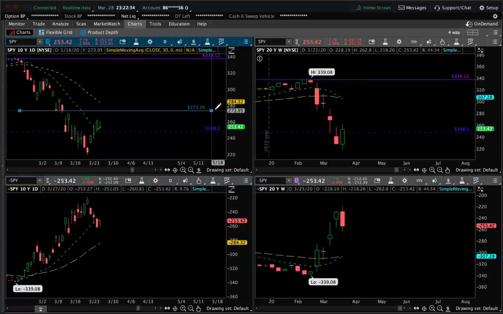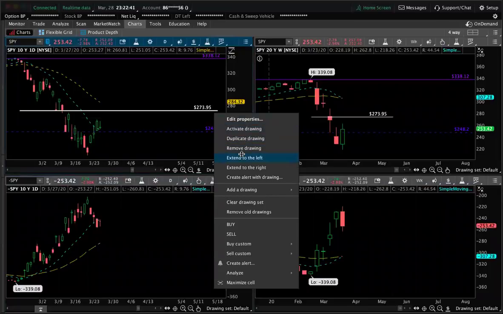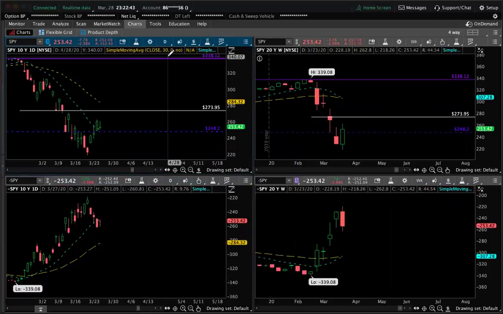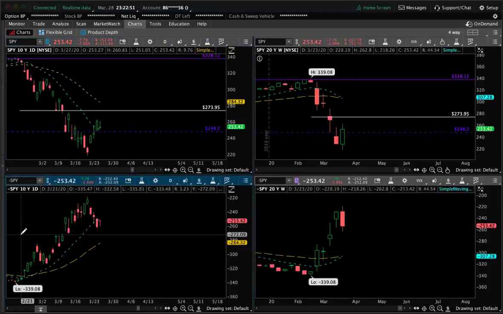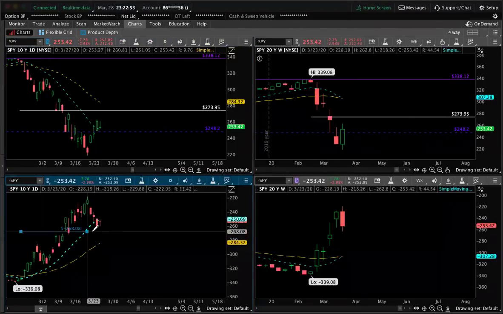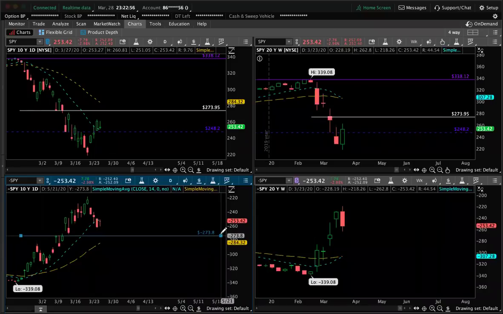saying that the 30 SMA is going to come somewhat around here, right? 273.95. Let's extend that to the right. Perfect. And as you can see, it goes to the other side of the screen as well. And I want to actually create that level down here. Do the same down here. Just edit that.